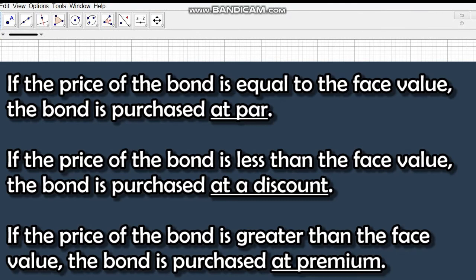Now, if the price of the bond is equal to the face value, the bond is purchased at par. Since they're just the same, whatever is being paid will also be returned at the same price. So it's purchased at par. Now, if the price of the bond is less than the face value, the bond is purchased at a discount. While if the price of the bond is greater than the face value, the bond is purchased at a premium.